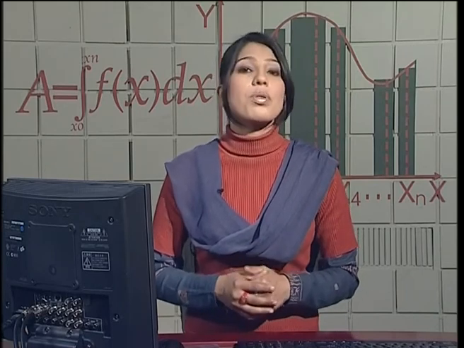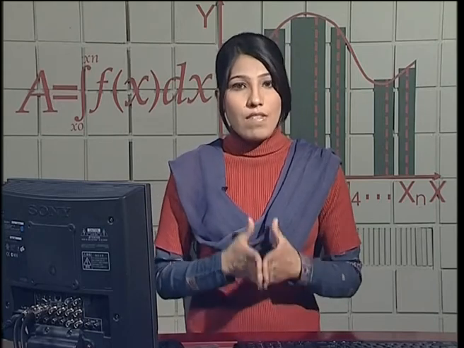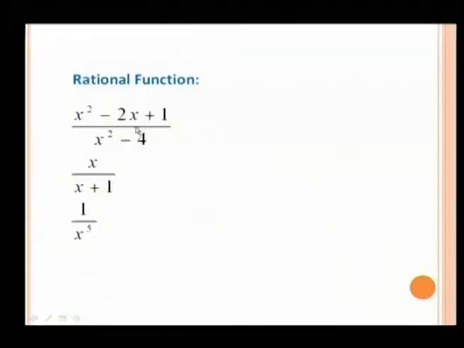Now we move to the fourth classification of function, which is rational function. Rational function is a function which is expressible as the ratio of two polynomials. You can see the example of a rational function on the screen. Examples of rational functions can be like x square minus 2x plus 1 divided by x square minus 4.